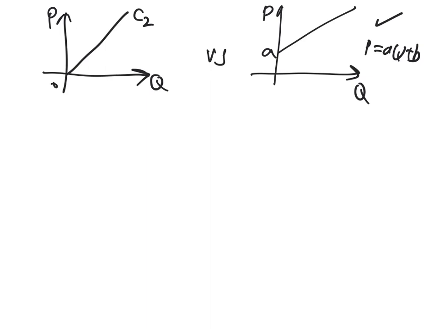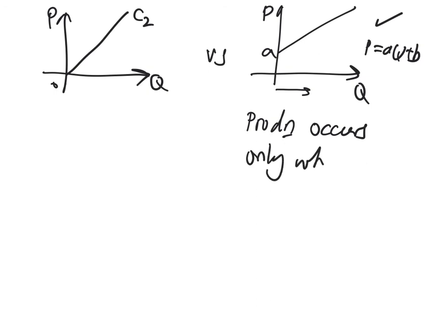Production here, from here onwards, occurs only when the price is above A. So production occurs only when price is bigger than A. So if you think about it in the real world, why would this be the case? And often it would be the case.